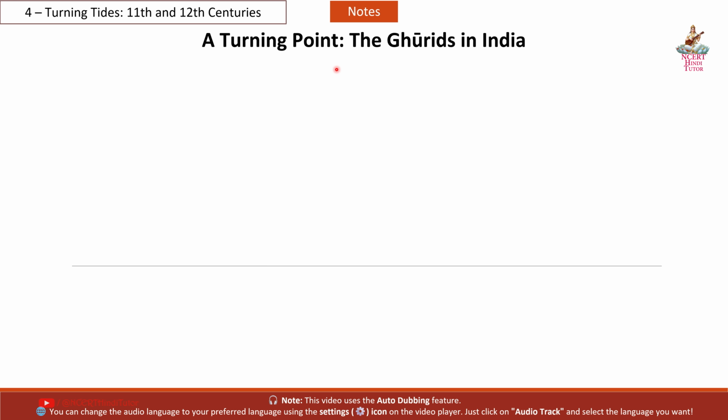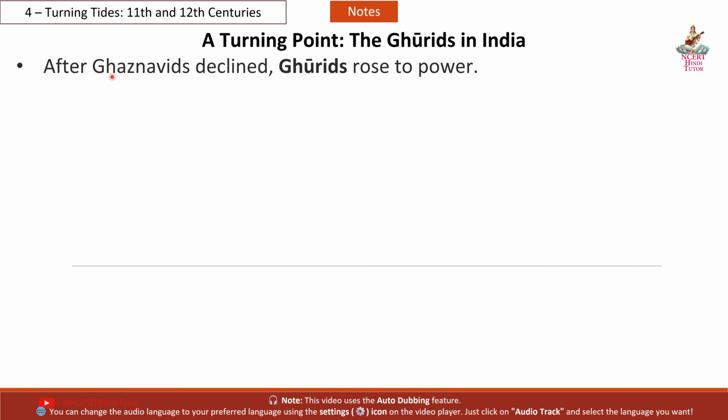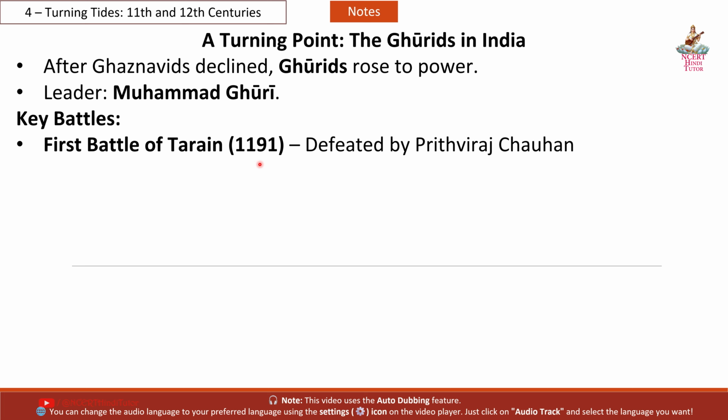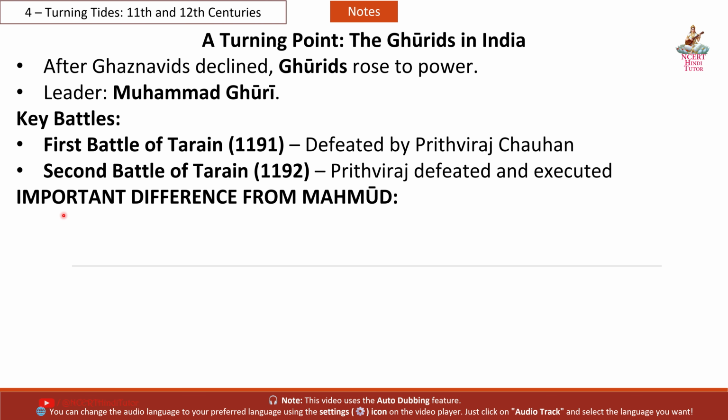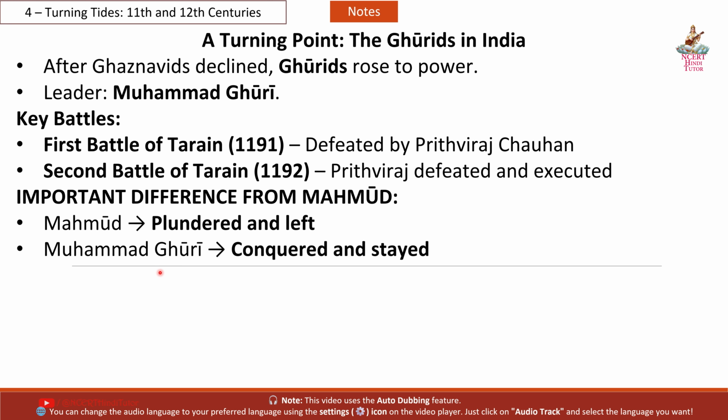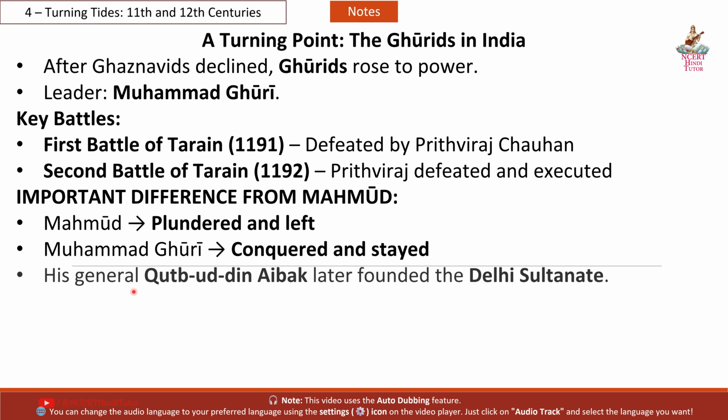A turning point: the Ghūrids in India. After Ghaznavids declined, Ghūrids rose to power. Leader: Muhammad Ghori. Key battles: First Battle of Tarin 1191, defeated by Prithviraj Chauhan. Second Battle of Tarin 1192, Prithviraj defeated and executed. Important difference from Mahmud. Mahmud plundered and left. Muhammad Ghori conquered and stayed. His general Qutubuddin Aibak later founded the Delhi Sultanate.